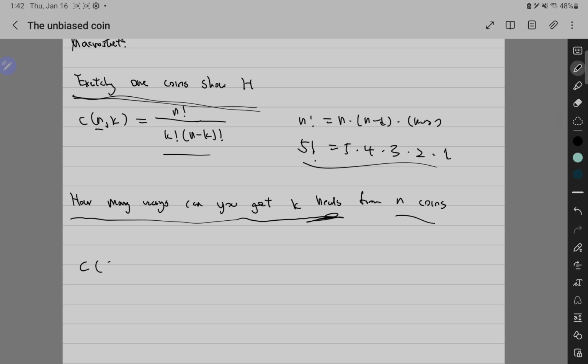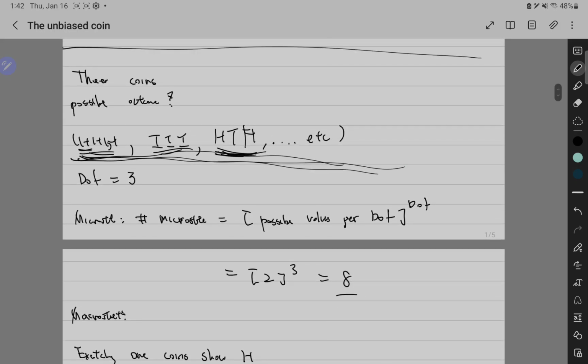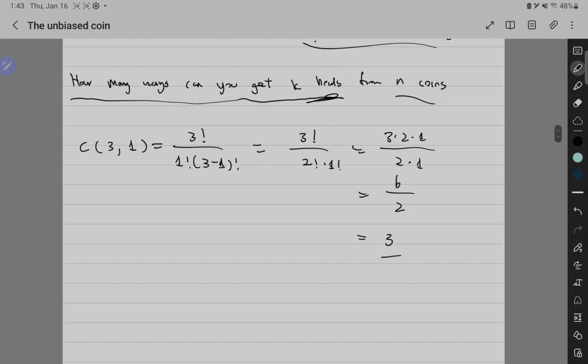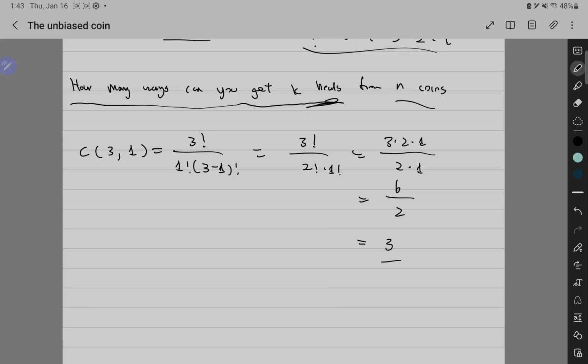So if we plug that in, our n is going to be 3 coins, and we want exactly 1 head. This is going to give us 3 factorial over k factorial, so 1 factorial, which is 1, times n minus k, so 3 minus 1 factorial, or 2 factorial. The top is going to be 3 times 2 times 1, the bottom is going to be 2 times 1. So it's going to be 6 over 2, which is 3. So there are exactly 3 microstates out of all the 8 microstates we have here that have exactly 1 coin showing H. And if you have written this down, you can see it right by counting it yourself. So this formula gives us the number of ways we can get k heads from n coins. You can put in the value 2 here to experiment yourself, like the number of ways you can get 2 heads from the 3 coins. You can experiment with the formula if you want.